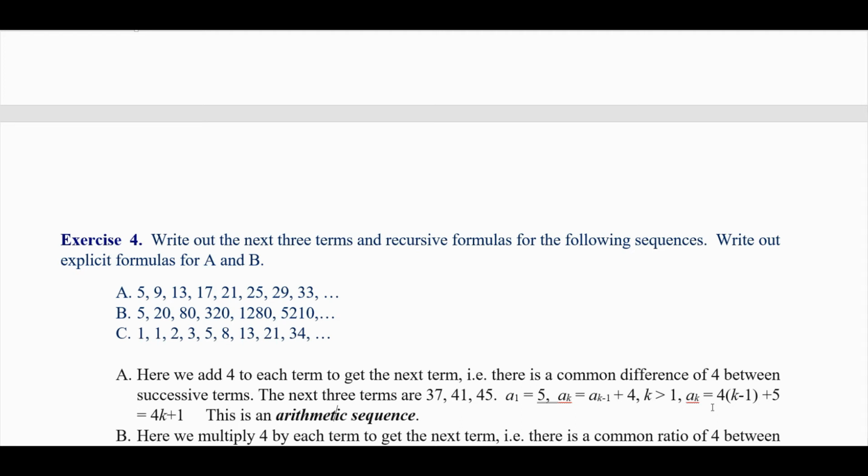The k minus 1 tells us how many times we add 4 to the 5. So when k is 1, we're not adding anything to the 5. When k is 2, we're adding one 4 to the 5. When k is 3, we're adding two 4s to the 5. See, 5 plus 4 gets us to 9, plus another 4 is 13. So we're adding 5 plus 4 plus 4 to get from 5 to 13. Or if you distribute this and combine like terms, this is 4k plus 1.